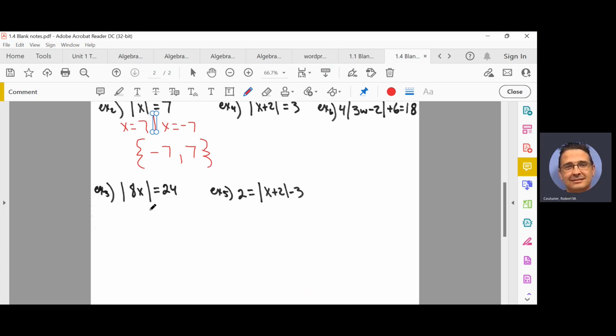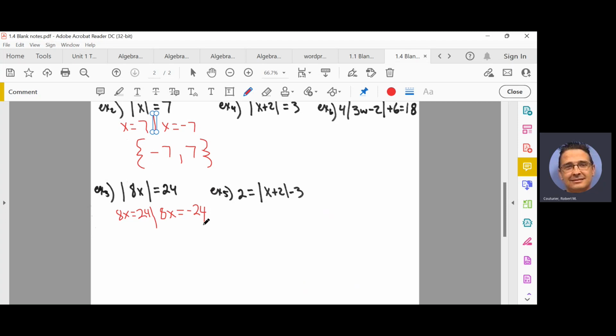Here's example 3 again. Is our absolute value isolated? Is there a number being multiplied outside? No. Anything being added on this side? Nope. We are ready to split our equation. We have 8x equals 24. And then we have an 8x equals -24. And we are ready to start solving that down, right?